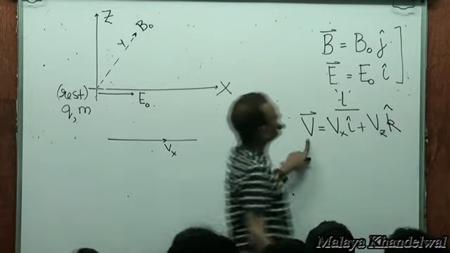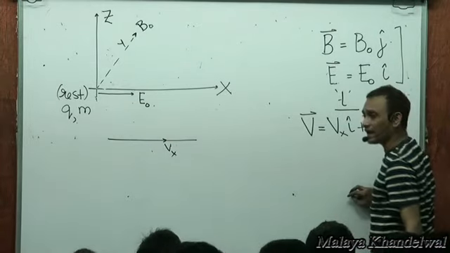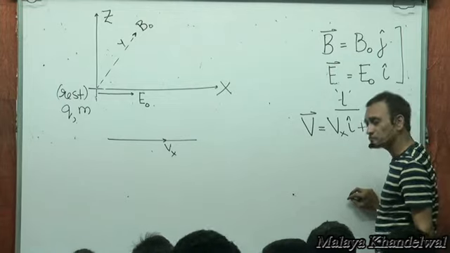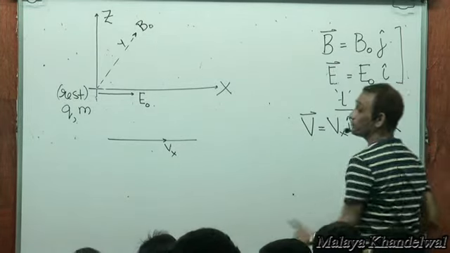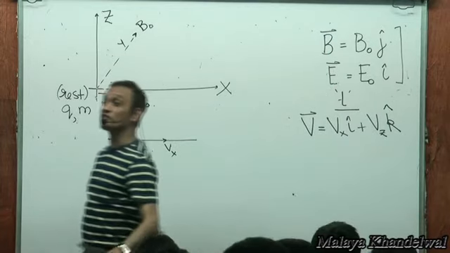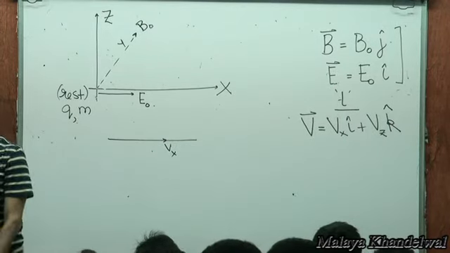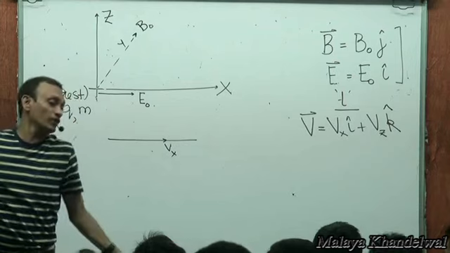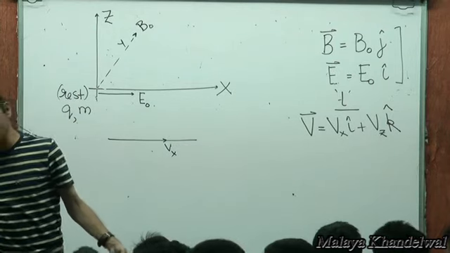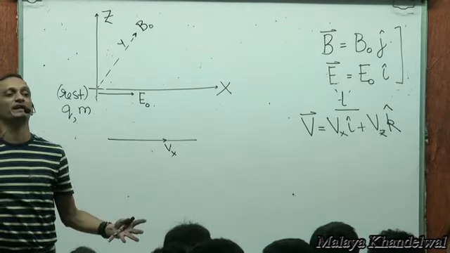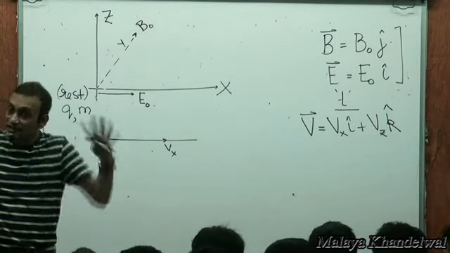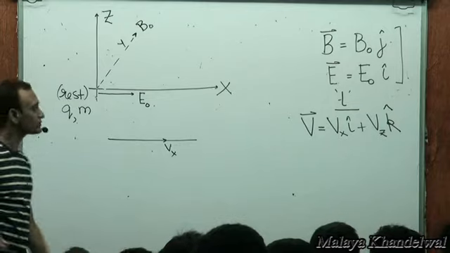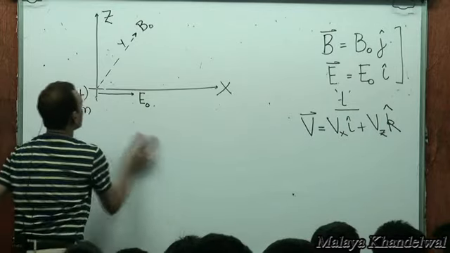So V is Vx i cap plus Vz k cap. That's a velocity profile. I want to find Vx as a function of time. I want to find Vz as a function of time. Vy will always be 0. Y will always be 0. The particle undergoes planar motion in the XZ plane alone, right? So let's understand what kind of a motion it is. Clear?